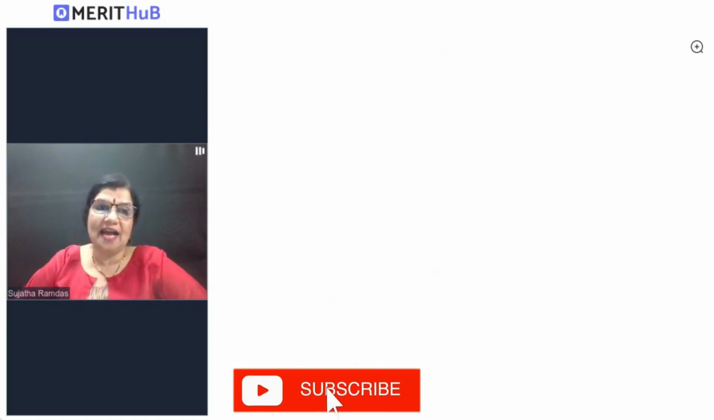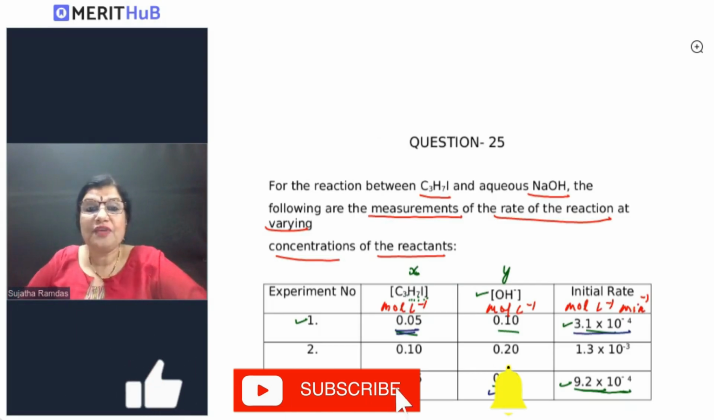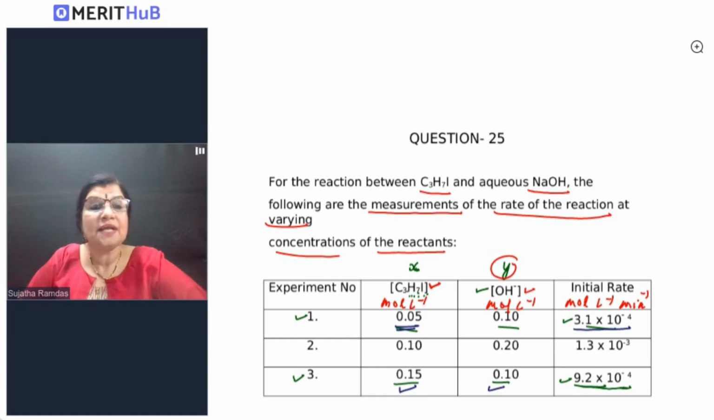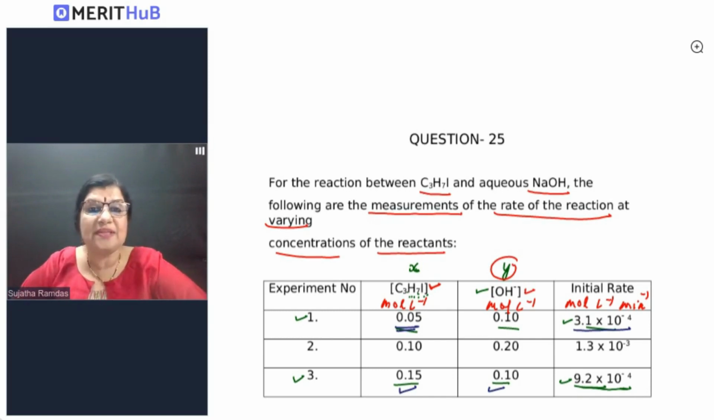Okay. Now let's find out the order with respect to OH minus. Now that is not an easy task, because we first look out for two experiments where C3H7I is a constant. We are trying to find out Y, which is the order with respect to OH minus. So we don't want C3H7I to interfere. We want that to be a constant. But you notice that in all the three experiments, the concentrations of C3H7I vary. They're not a constant. So what should we do? We definitely cannot choose experiments 1 and 3, because in 1 and 3, the concentration of OH minus is a constant. It gets cancelled and we will not be able to get the value of Y.